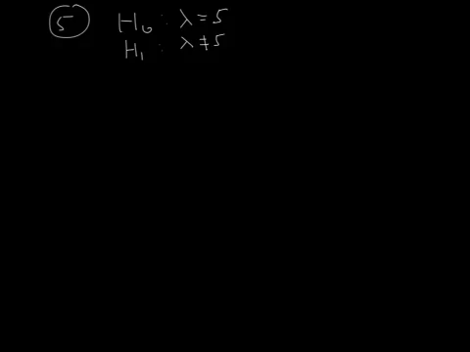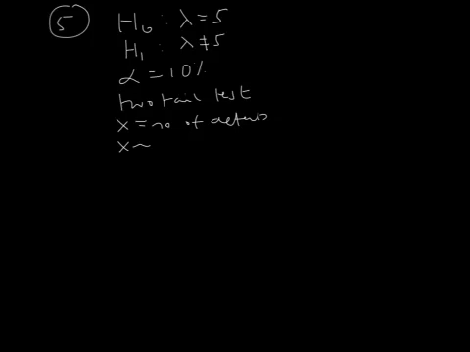We're asked to see if there's any change in the rate of defects. We're going to use a 10% significance level. It's a two-tailed test because we're looking at lambda being not equal to 5. X is the number of defects. So X has a Poisson distribution with parameter 5.